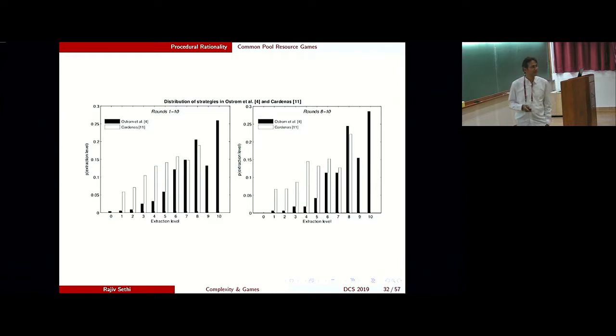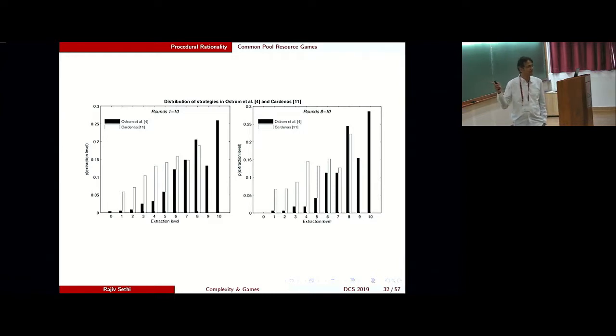Yeah, it does seem that way. Why? I don't know, because this is experimental data. This is not coming from any theory. This is the data that we want to match the theory to.